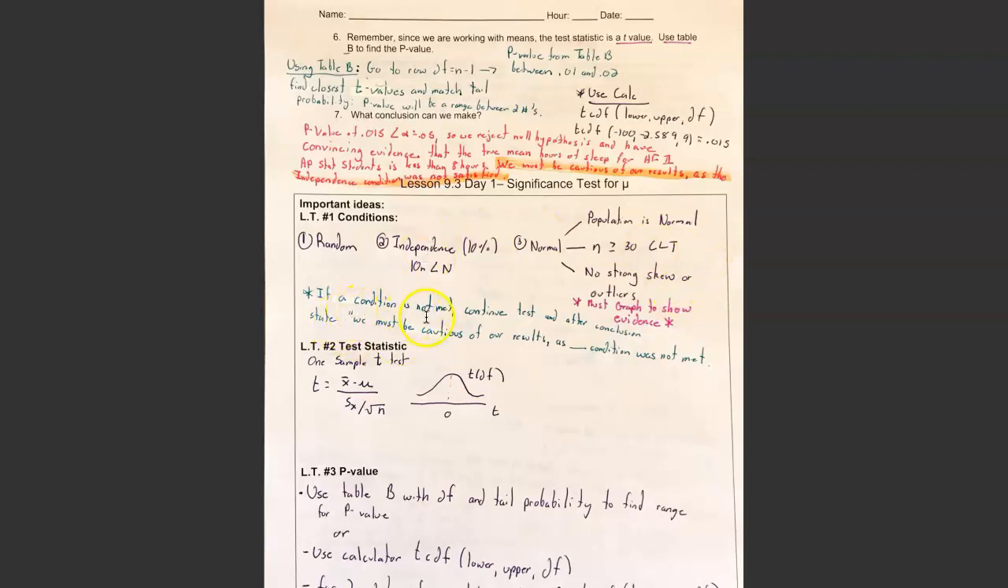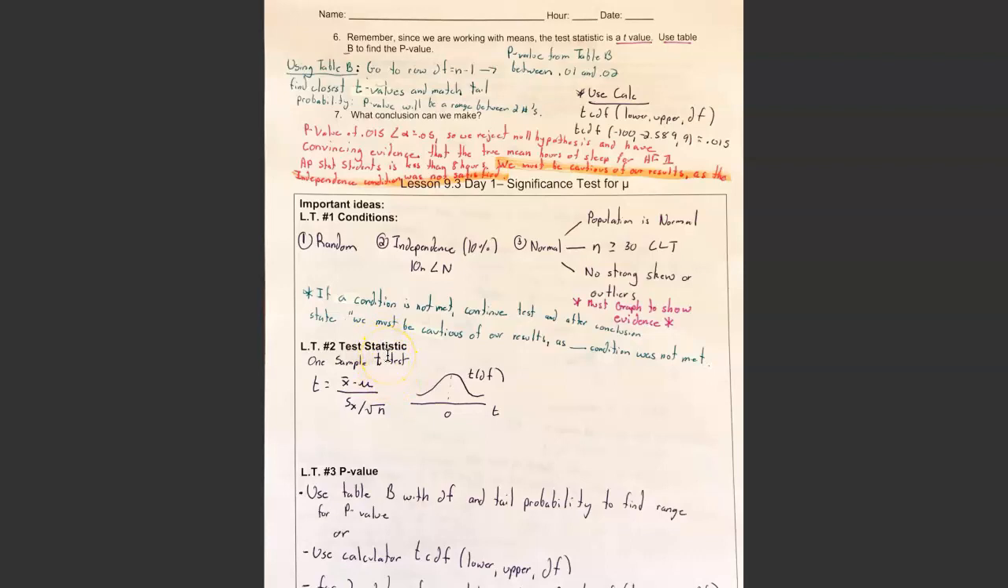Again, if the condition is not met, you can continue the test, but after you conclude, you have to have this statement right here that we must be cautious of our results as whatever condition was not met. The test statistic, because it's for the mean, it's a t-test.